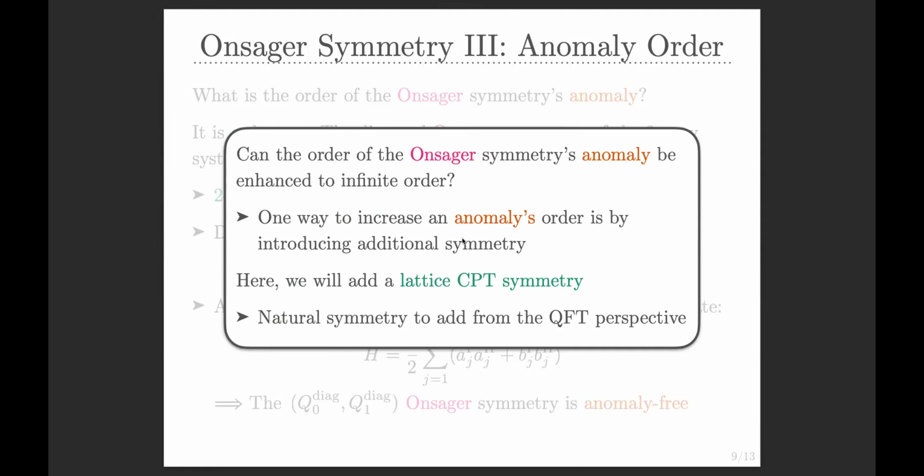Okay, good. So one way to increase the order of an anomaly is to add more symmetries. And the symmetry we're going to add here to try to enhance the anomaly's order is some lattice CPT symmetry. And this is very natural from the QFT perspective. We know that the Dirac fermion QFT already has a CPT symmetry in the IR anyways. It's not so natural from the lattice model perspective, though.